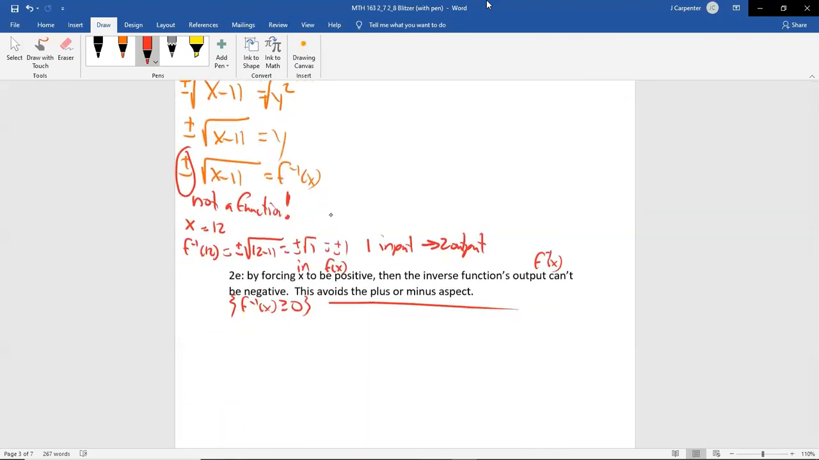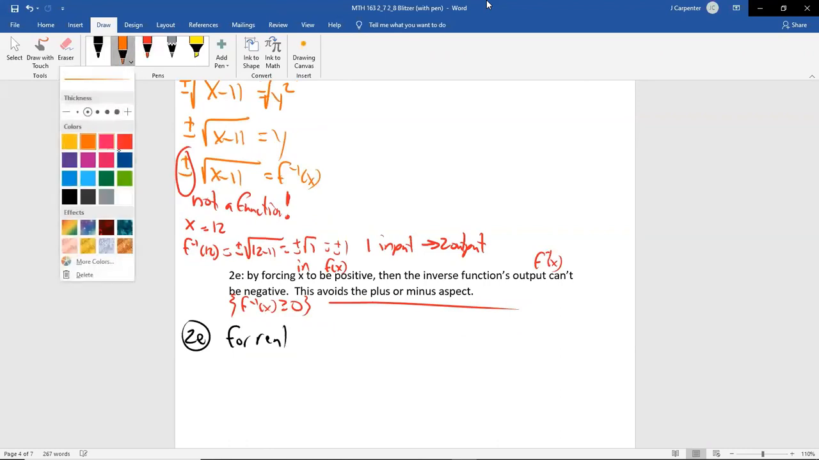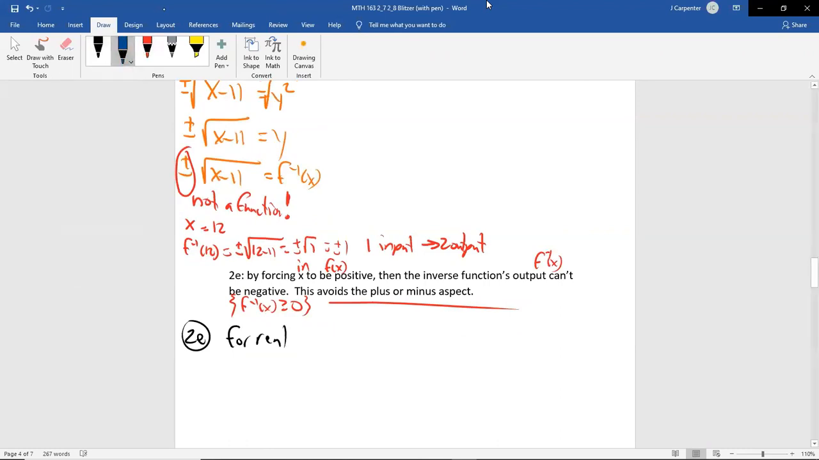So now let's actually do 2e for real, not for play. So we had our f of x, wrong color. Not sure why I hit blue. Oh, I know why, because I was changing it from orange. We had our f of x is equal to x squared plus 11. And we said that x has to be positive or 0, can't be negative.